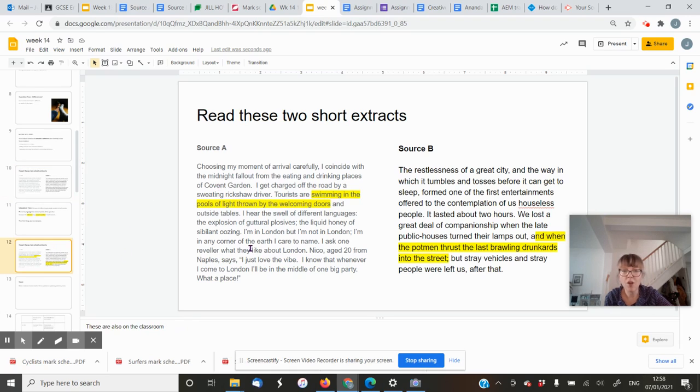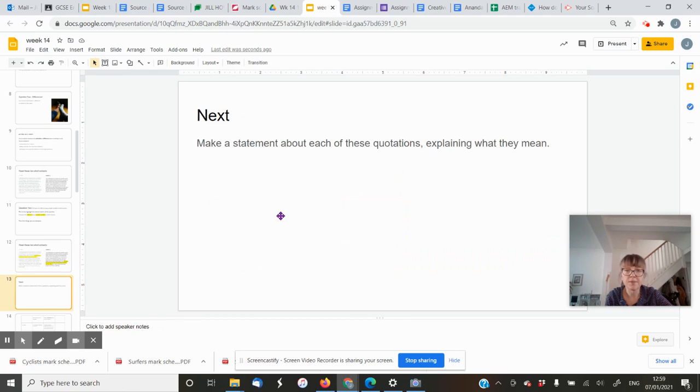Okay, welcome back. Hopefully you have found some things to highlight, and hopefully one of them that you found was this. So from source A, they are talking about tourists who are swimming in the pools of light thrown by the welcoming doors. And in source B, that the potmen thrust the last brawling drunkards into the street. So those two experiences are quite different, aren't they?